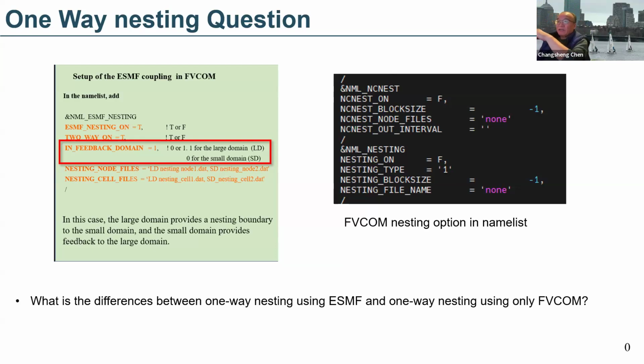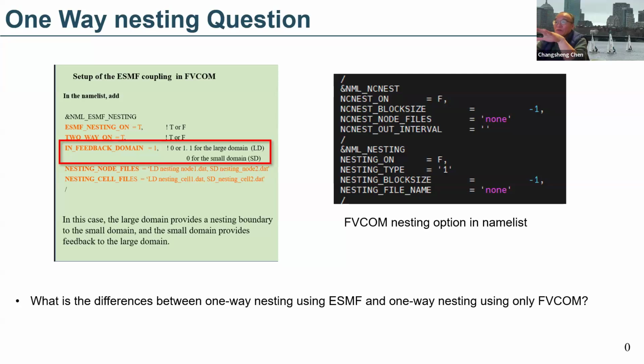Like one-way nesting for FVCOM, you run a big model domain, and FVCOM has a function to output the nesting boundary, right? So you have a nesting boundary output for the big domain. Then you restart the small domain after the big domain finishes, and use the output boundary to drive your model. So you can save the boundary condition into a file.